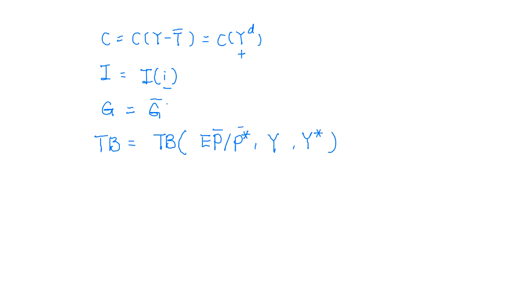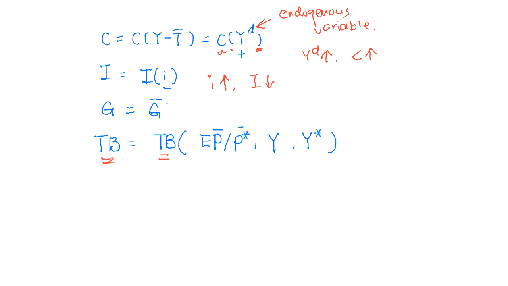Right? So this means a function of something. So this is my endogenous variable, right? So YD increases, C will increase. The interest rate increases, investment will decrease. Trade balance, okay, E increases, trade balance will increase. So this one is a positive term.